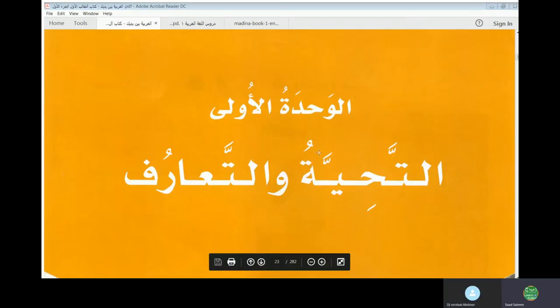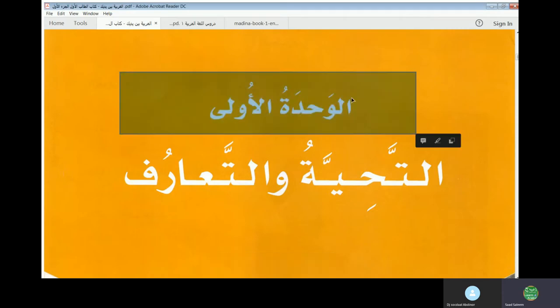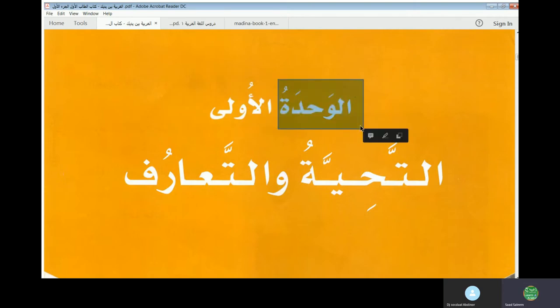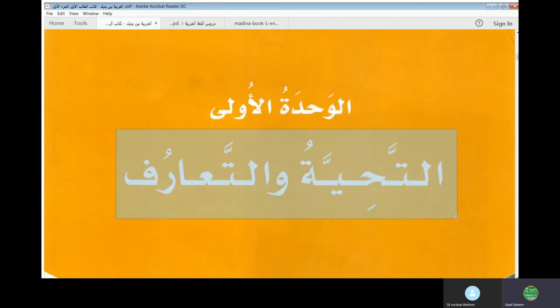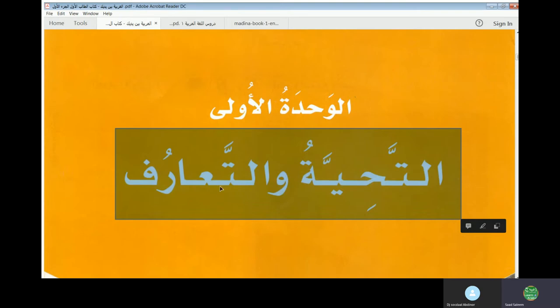Hello, and today we start this course. Today we start from the book العربية بين يديك, page number 23 on the PDF. الوحدة الأولى. الوحدة means the unit, الأولى the first, so الوحدة الأولى is the first unit. التحية والتعارف: greetings and introduction.